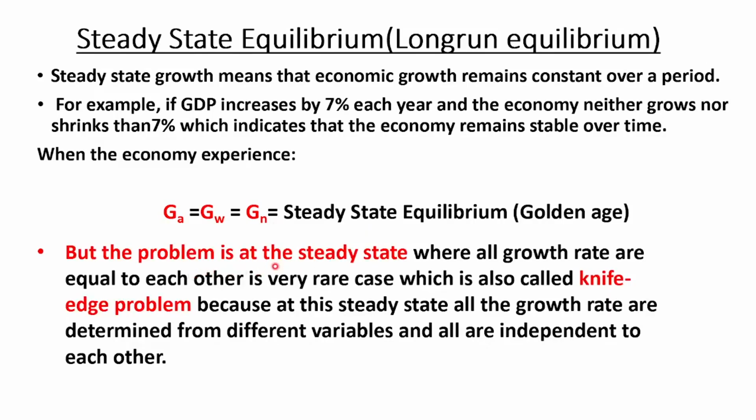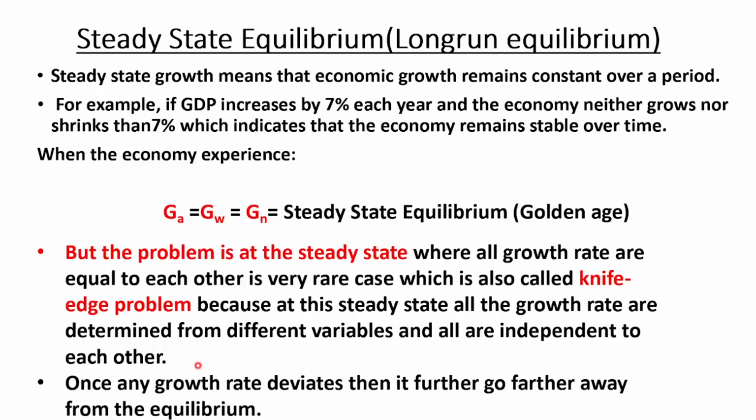But the problem is that a steady state where all the growth rates are equal to each other is a very rare case, also called the knife edge problem, because at this steady state all the growth rates are determined by different variables and are all independent of each other. So according to this model, one of the main problems is that it is very difficult to attain the equilibrium, and once the equilibrium is attained, it is very difficult to maintain it. Once the growth rate deviates, it goes further away from the equilibrium.